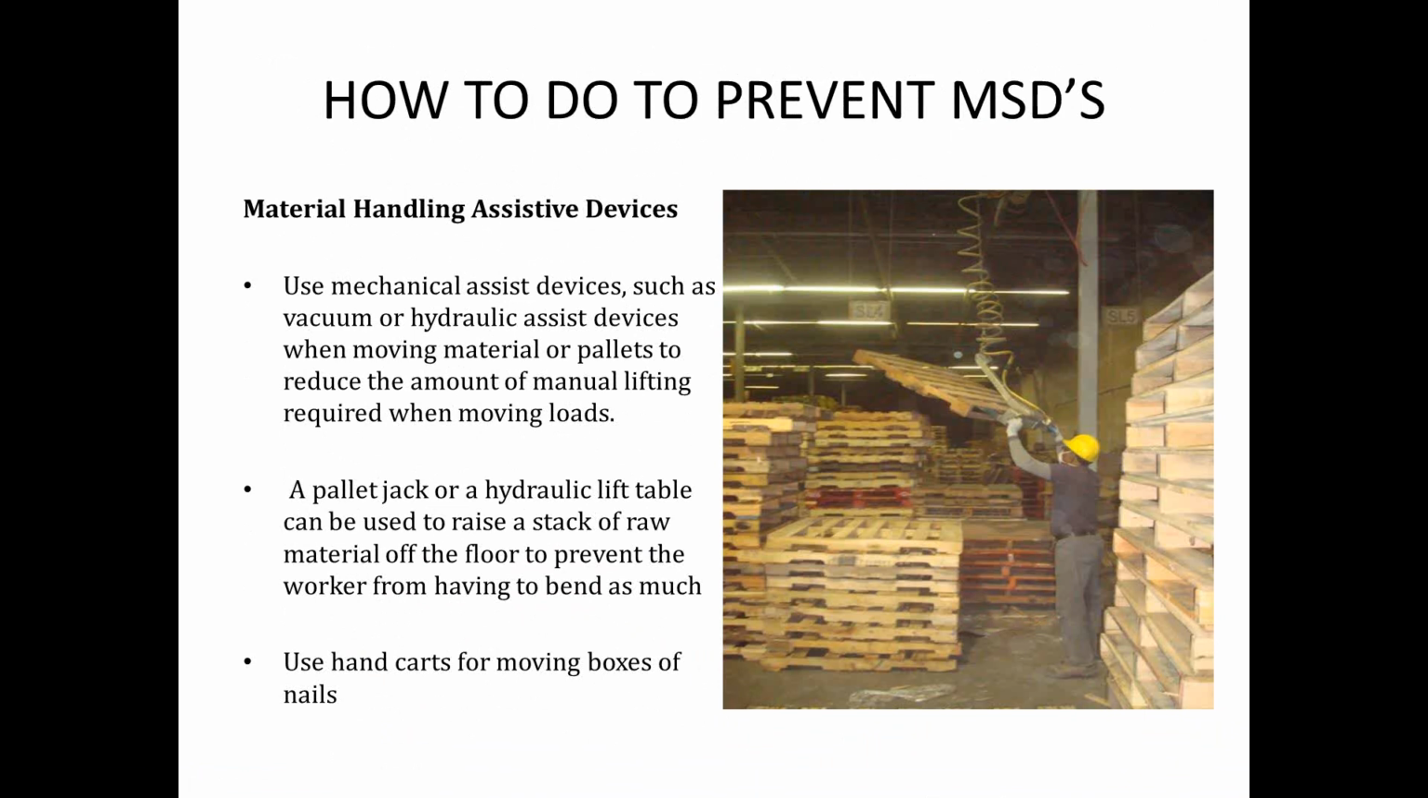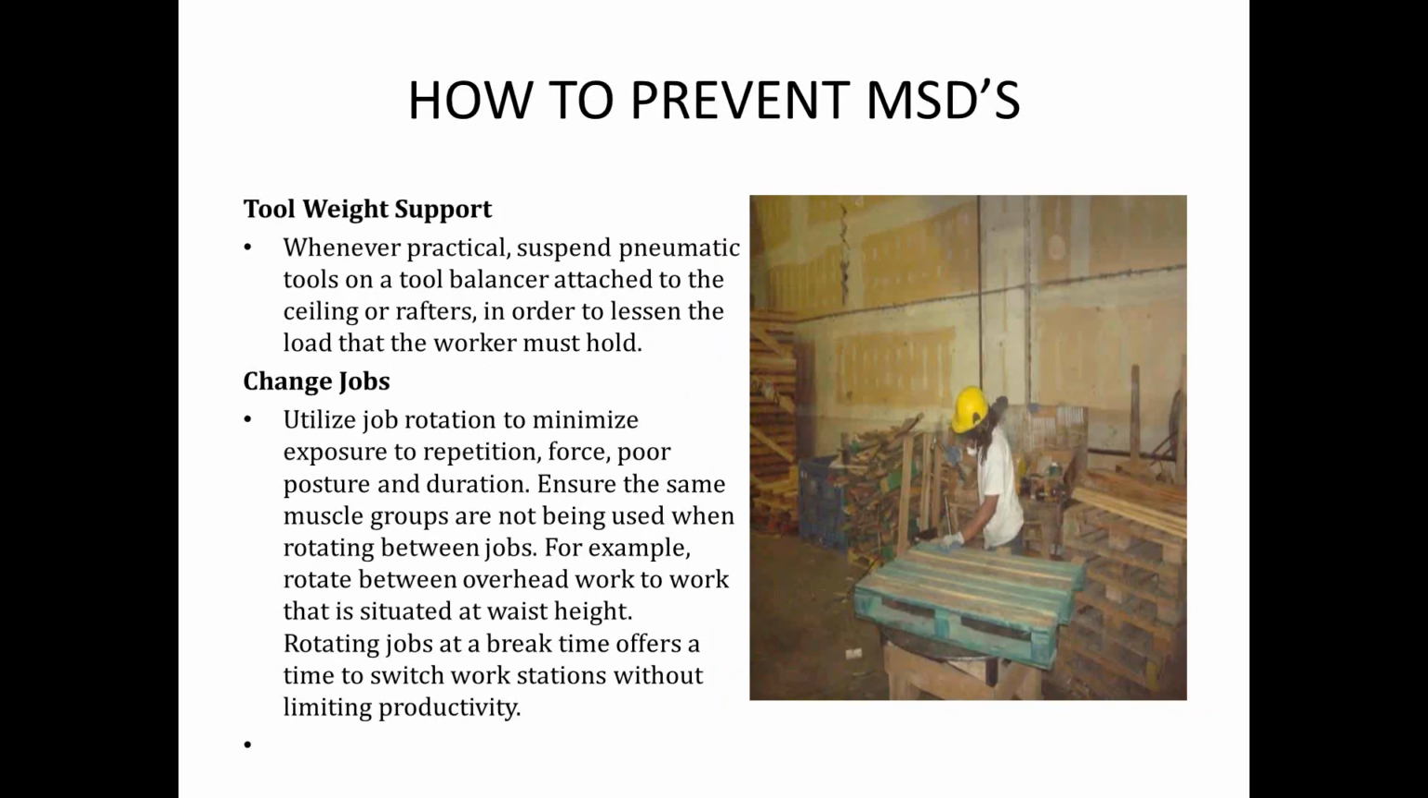Also, another example of an assistive device that you would encourage your workers to use are hand carts for moving, for example, boxes of coiled nails from pallet inventory inside the plant to the individual workstations. It's a small tool, but it helps reduce the potential incidence of an injury.